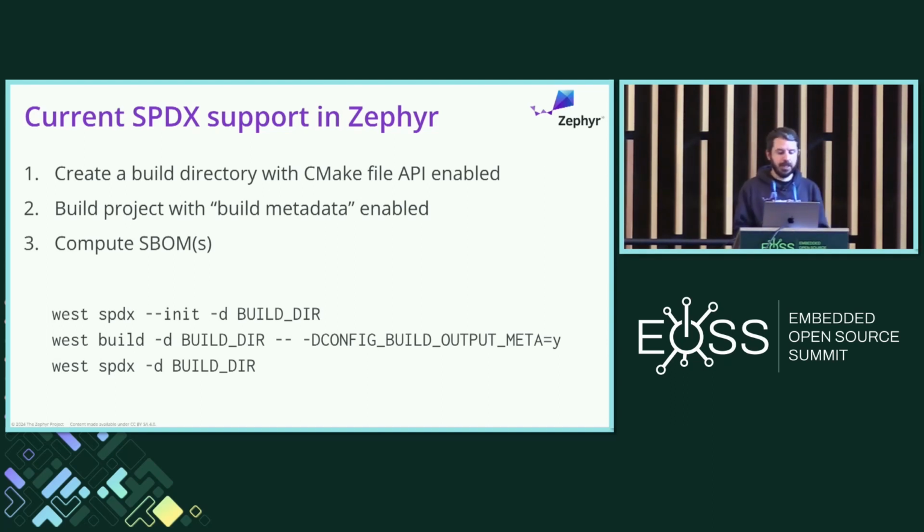Then we build the project as usual, with an extra option that captures even more metadata. Actually, I just said something wrong just before: identifying whether something comes from Git or not wouldn't be CMake that does that. This is actually West. So enabling the build output, this is the kind of thing you need to know what are the modules that your application might be using. Modules as in Zephyr modules.